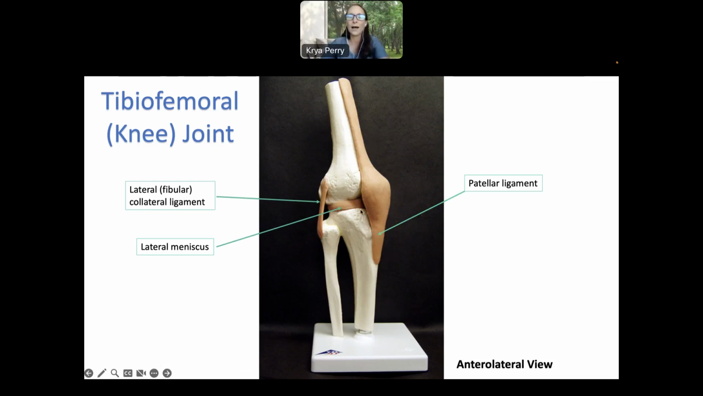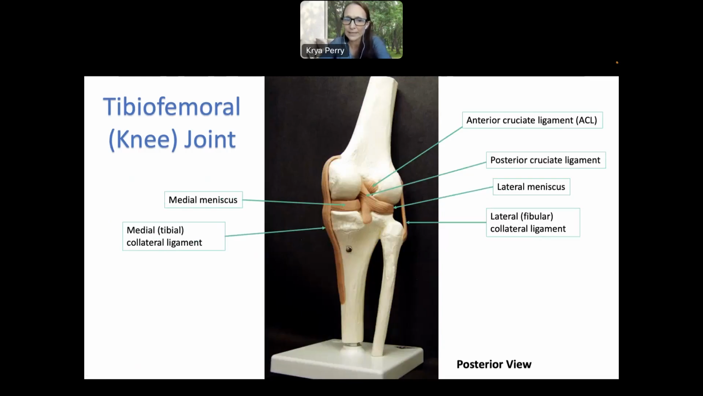Okay. And you'll see that you also have a medial meniscus. So here on the medial side is the medial meniscus. And then you have the medial collateral ligament. Again, if you want, you can call it the tibial collateral ligament because it's going to the tibia. But like I said, you're more likely in a medical setting to hear medial collateral ligament or MCL. Let me move myself out of the way here.